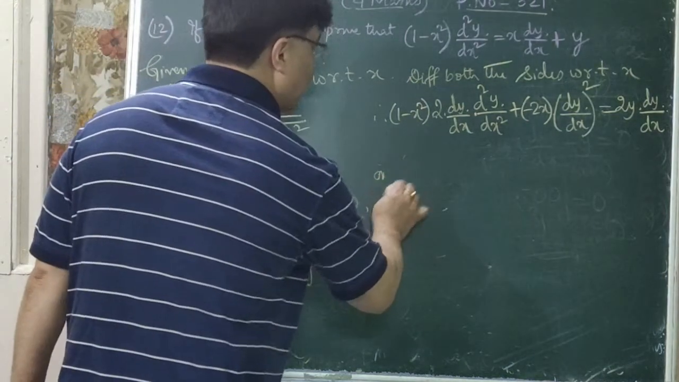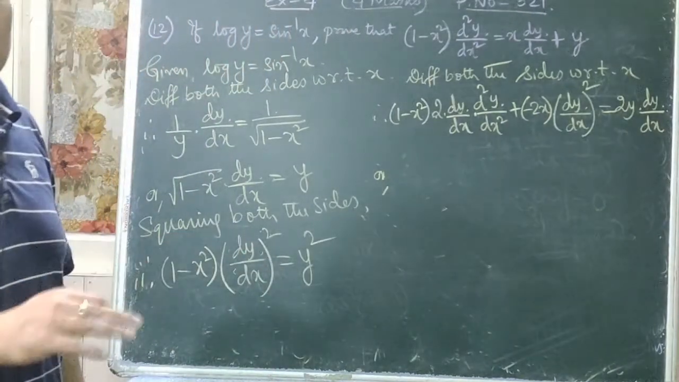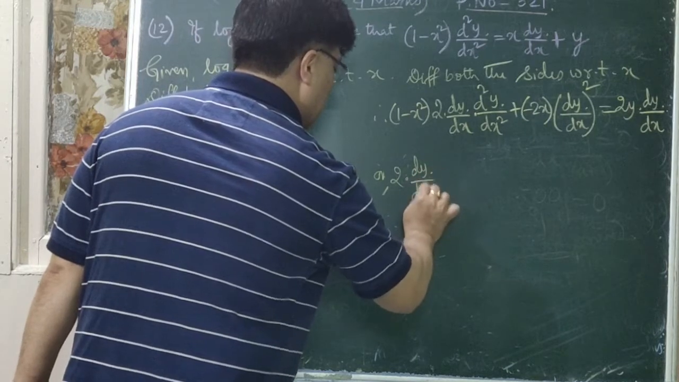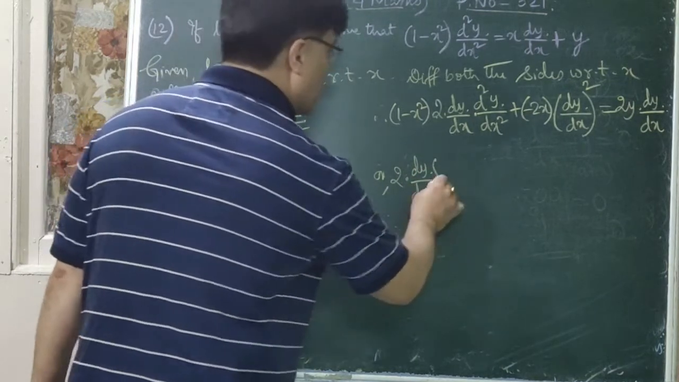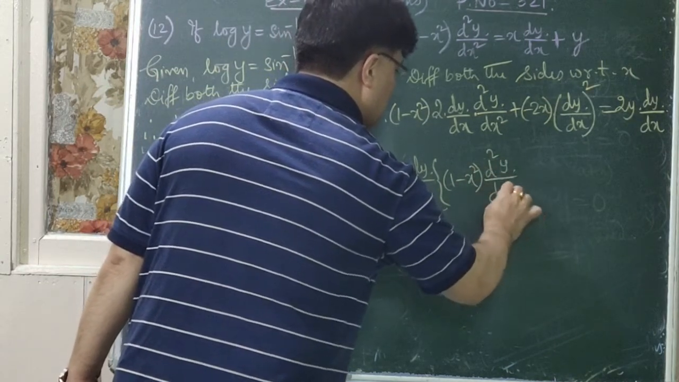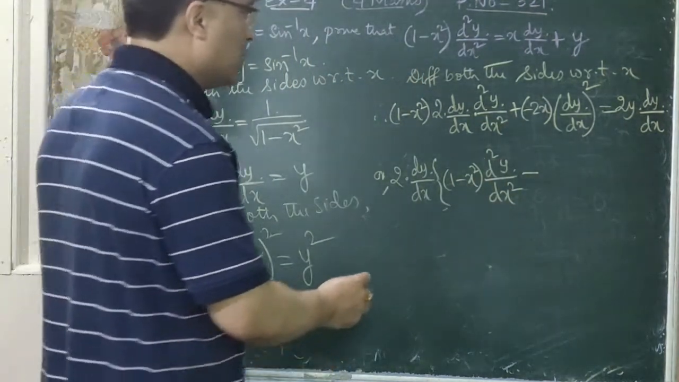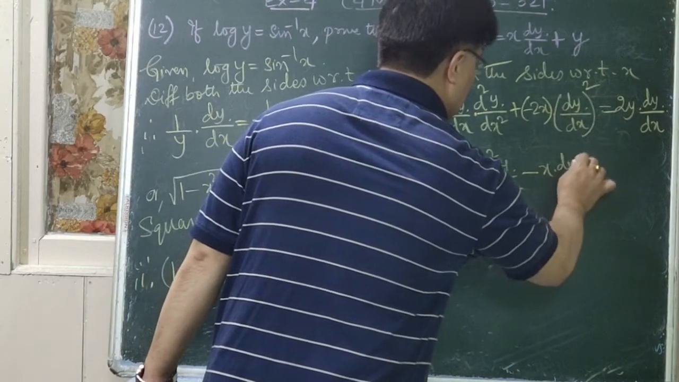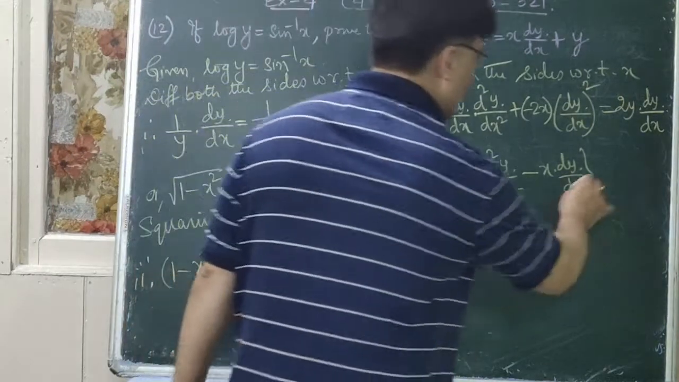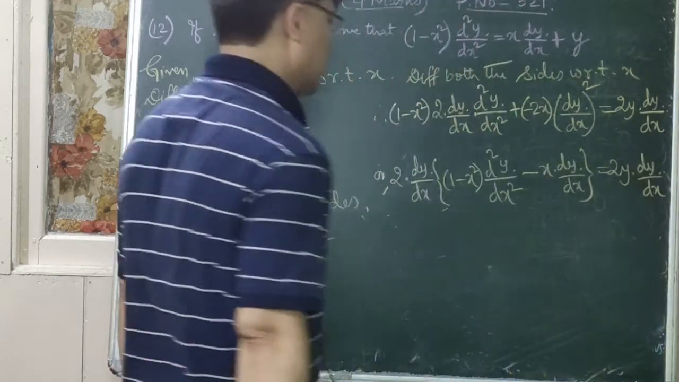So what is common from the left hand side? 2 is common, and this (dy/dx)² means dy/dx into dy/dx. So 2 into dy/dx is taken common. So within the second bracket, what do we have? (1 − x²) into d²y/dx², plus into minus, now you should write x into dy/dx. The second bracket is closed, which is equal to, on the right hand side, 2y into dy/dx.